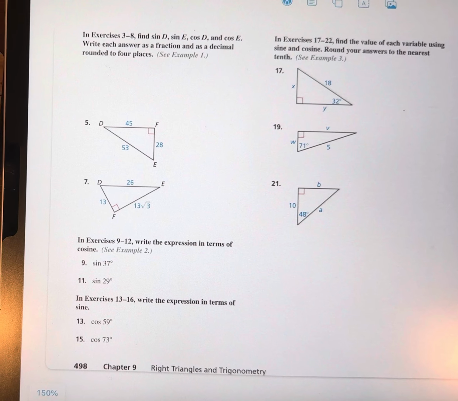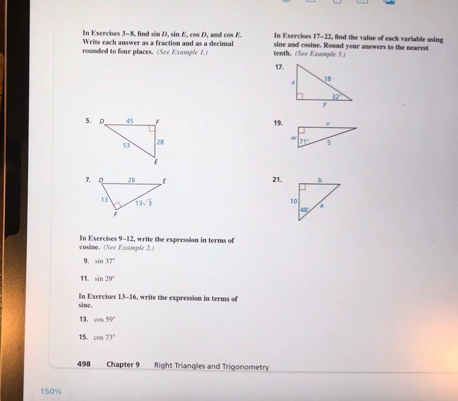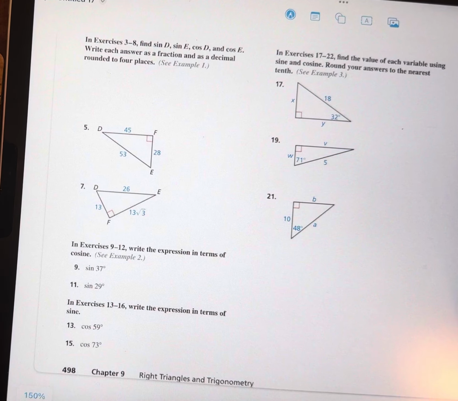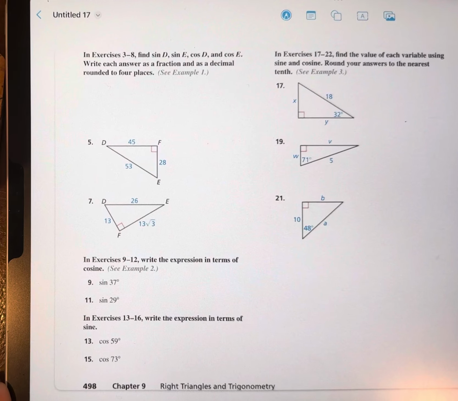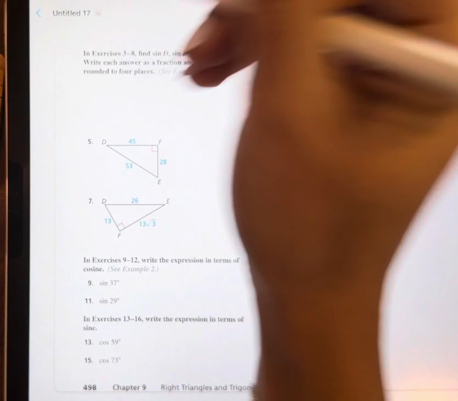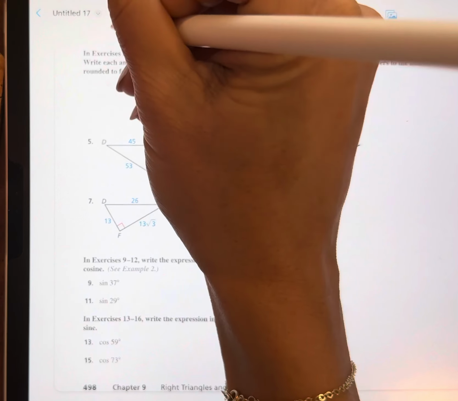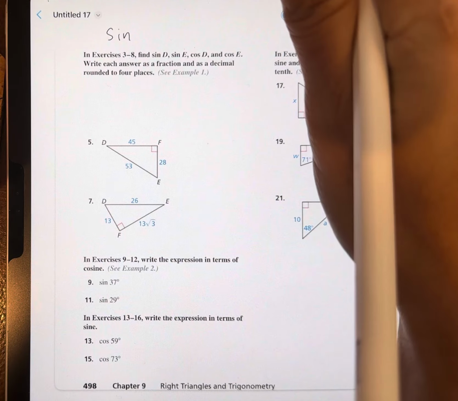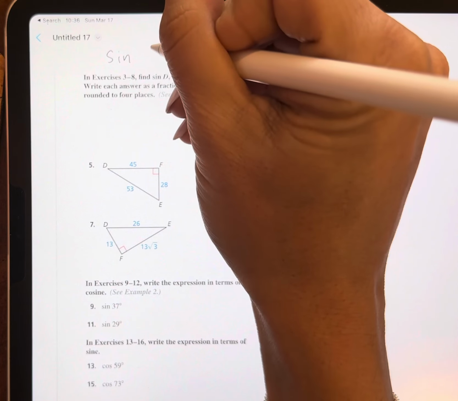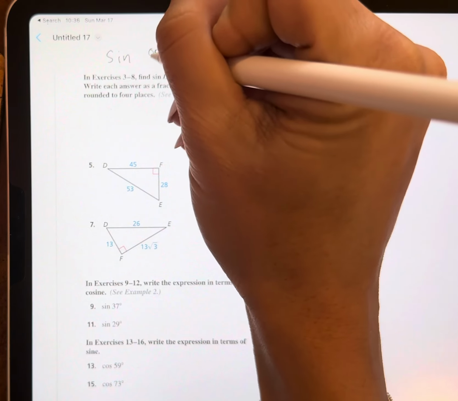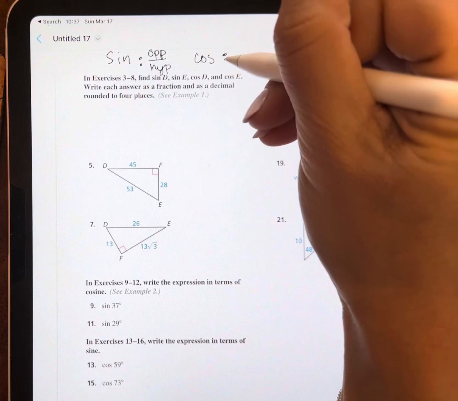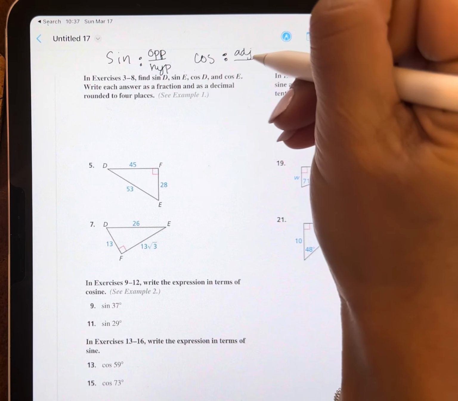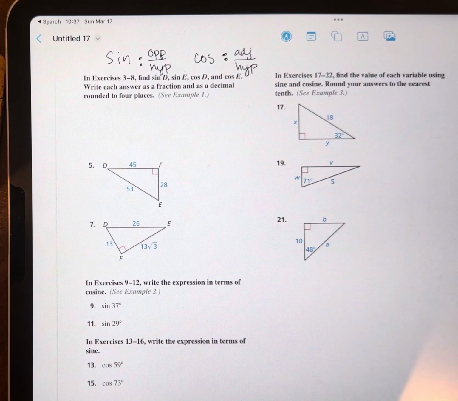All right, now we're doing more trig. We are on 9.5 now. 9.5 is on sine and cosine. So please remember, sine is the ratio of opposite over hypotenuse, and cosine is the ratio of adjacent over hypotenuse, okay?